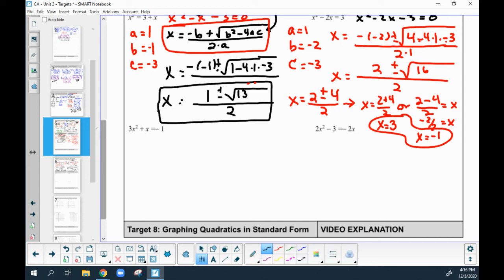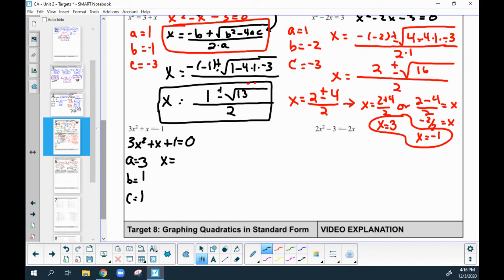All right, let's rearrange this guy down here. 3x squared plus x. That's a negative one. Let's add the 1. And let's write down a, b, and c. 3 and 1 and 1. This is nice. Okay, let's see what happens here.